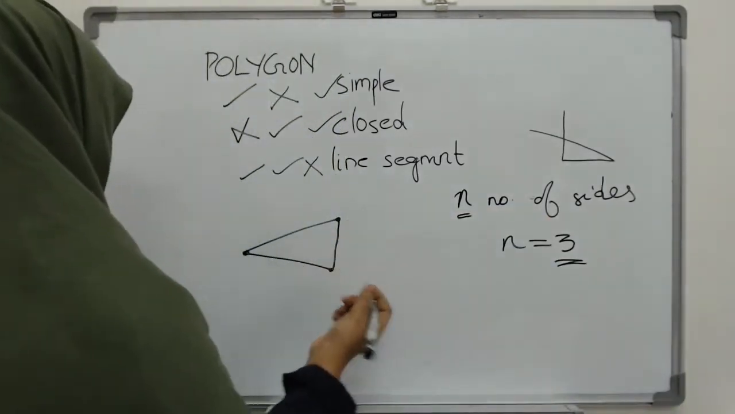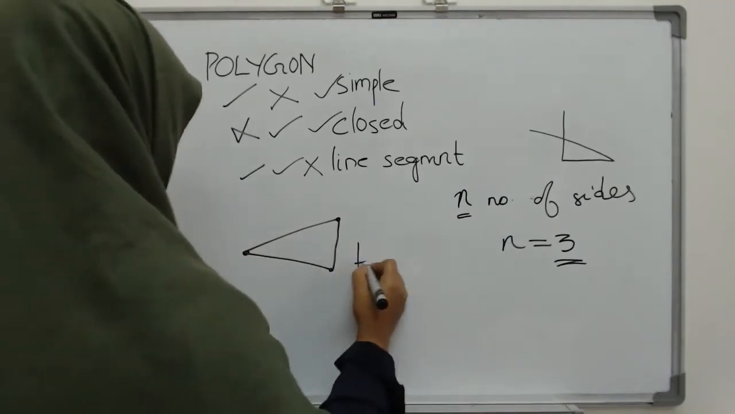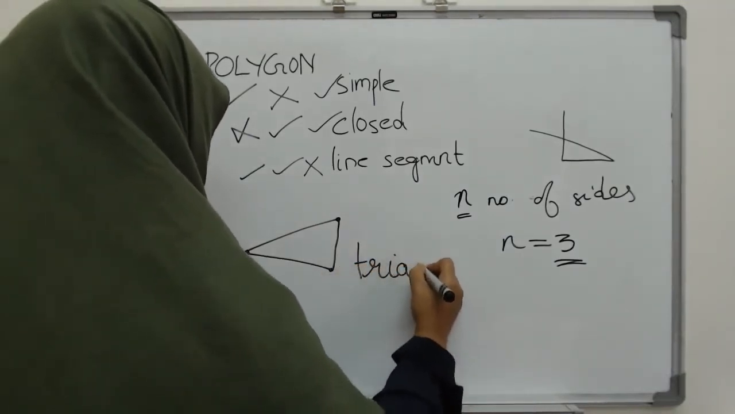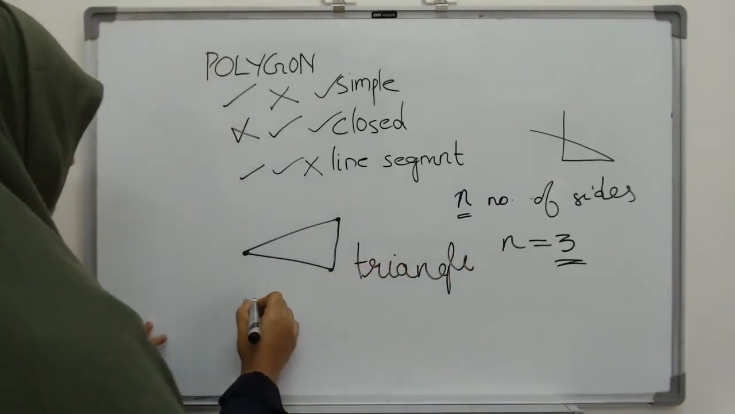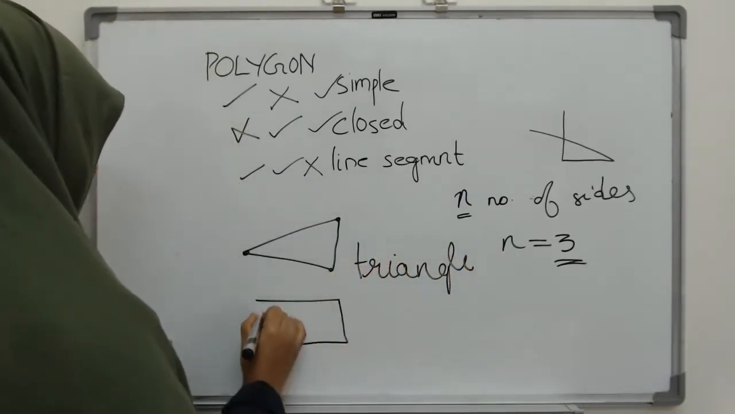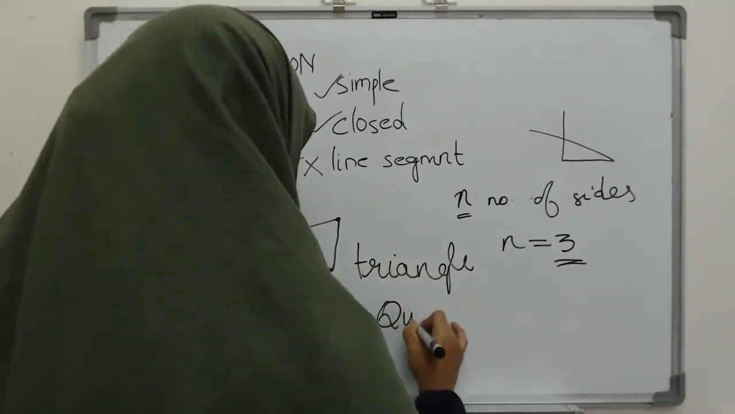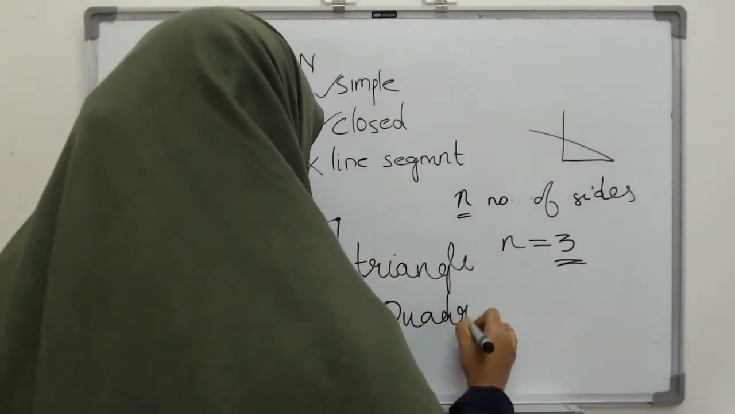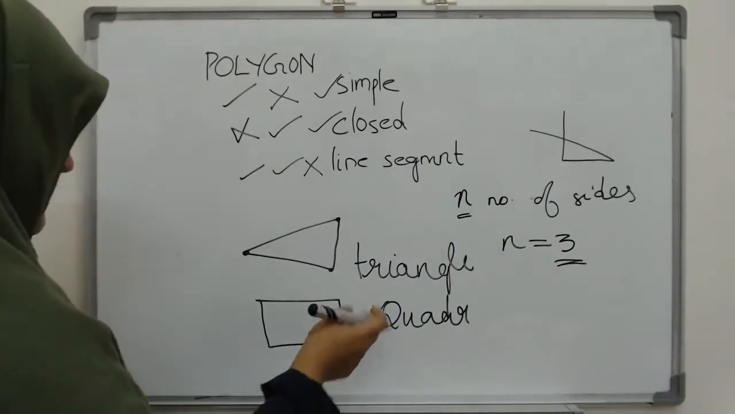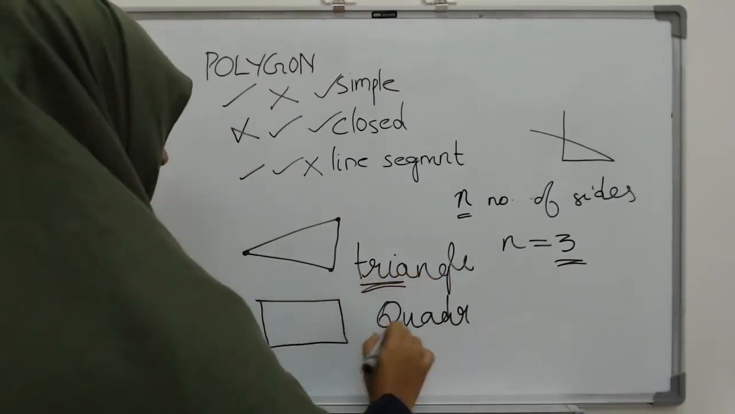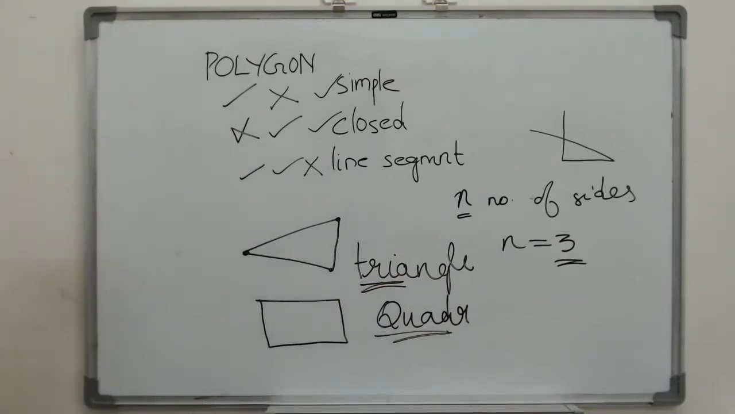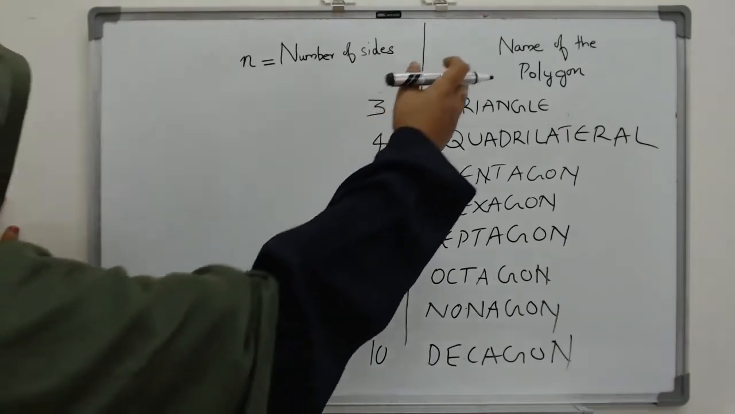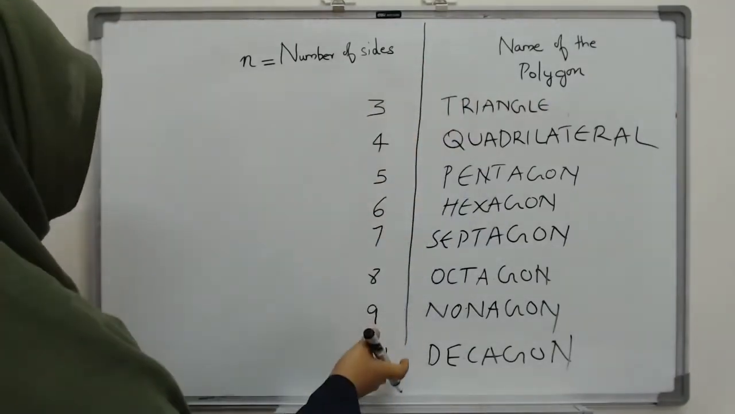And what is the name of a three-sided polygon? You know what it is called. It is called a triangle. And what is the name of a four-sided polygon? It is called a quadrilateral. Now, these names are derived from the Greek numbers. Anything tri is 3. Anything quadra would be 4. Now we will see the names of the polygons with up to 10 sides. Now these are the names of the polygons having up to 10 sides.